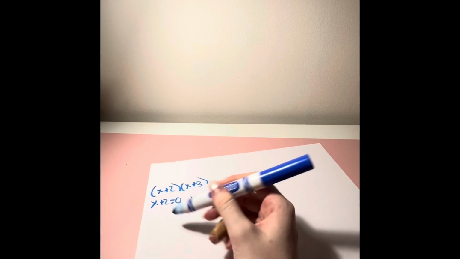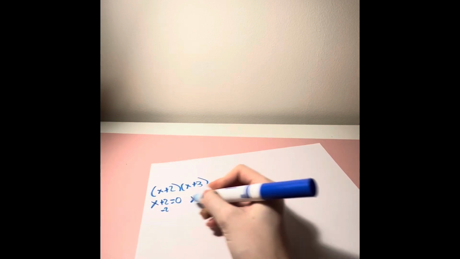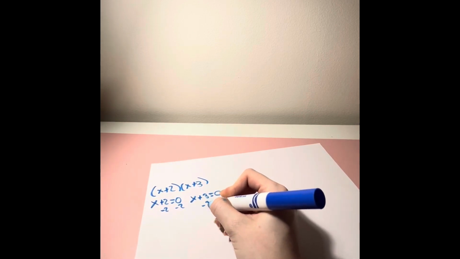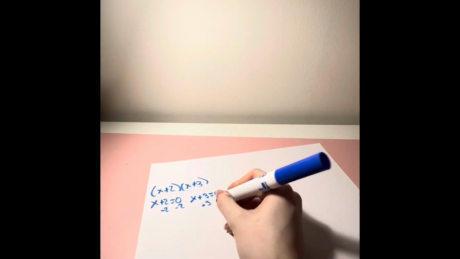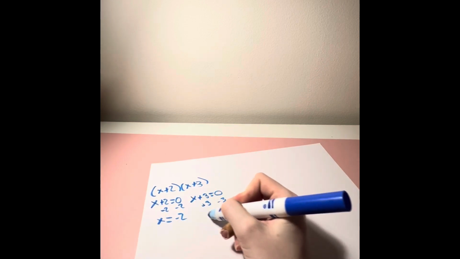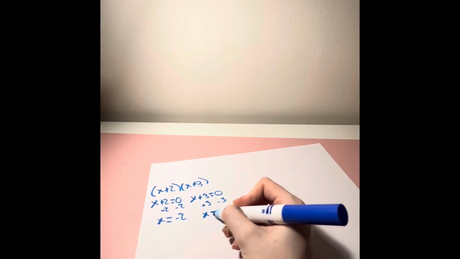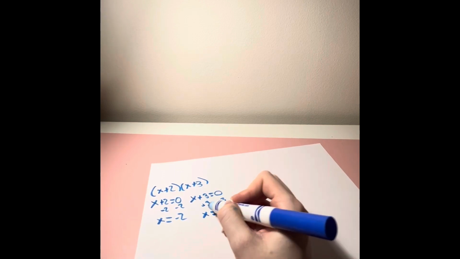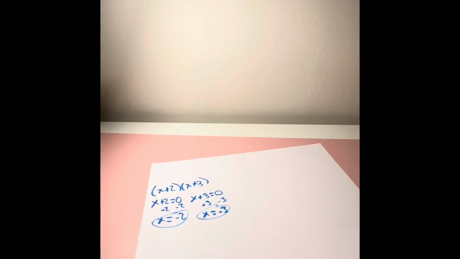is the solution, the x value. So we're going to minus the 2 on each side, and we're going to minus the 3 on each side. So that's going to leave us with x equals -2 and x equals -3, which is our solutions for that equation.